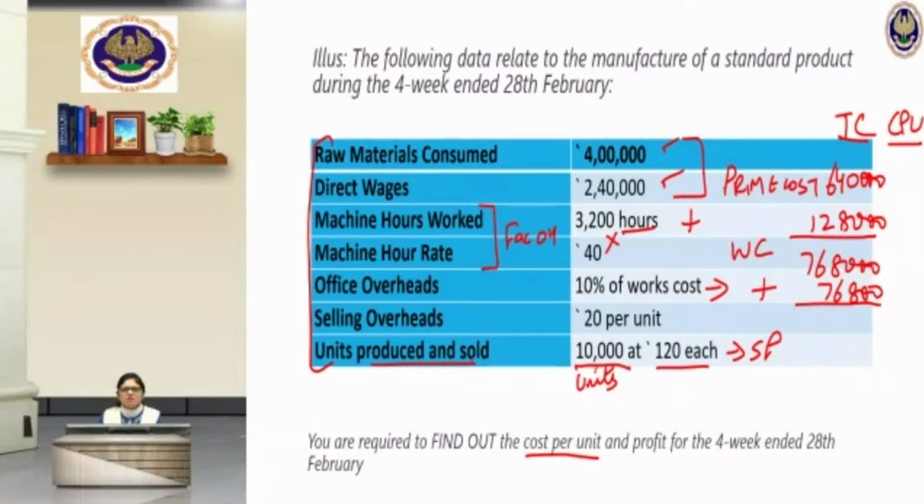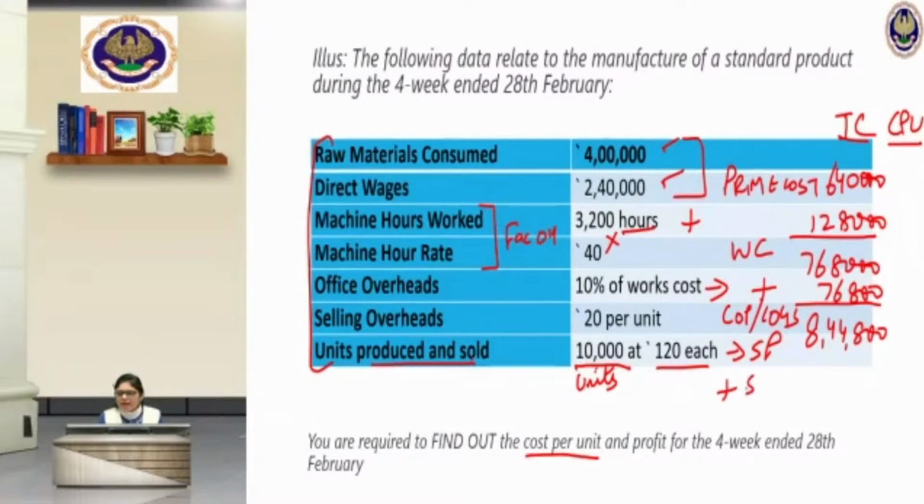Very good. Cost of goods sold. So cost of production or cost of goods sold will be same because there is no finished stock. Clear? There is no closing or opening of finished goods. So what will be cost of production or cost of goods sold? 768,000 plus 76,800. It will come out to 8,44,800. So we have got the cost of production or cost of goods sold.